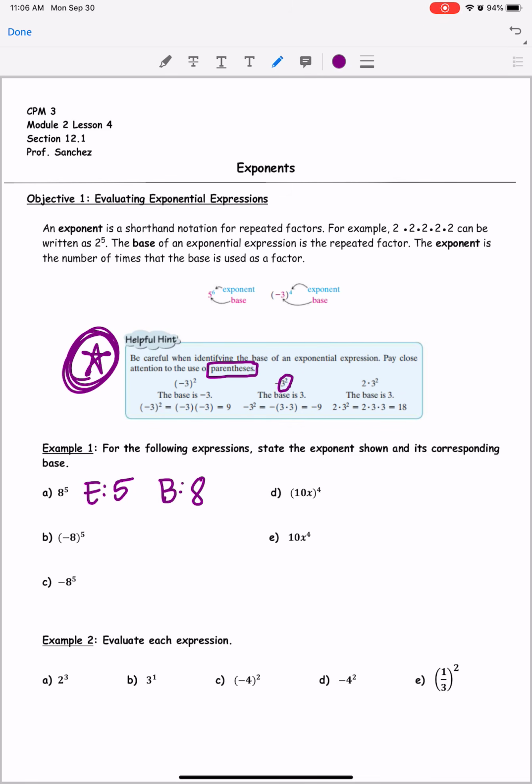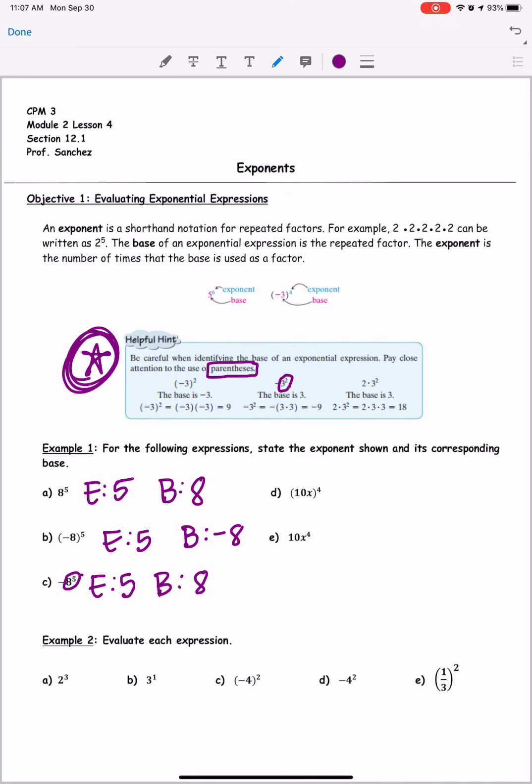Usually the exponents are pretty easy. On B, your exponent is again the 5. Your base is now the negative 8 because it's included in parentheses. C is where we'll get tripped up. On C, your exponent is still 5, but now your base is only a positive 8. It is only what's directly in front of that exponent.